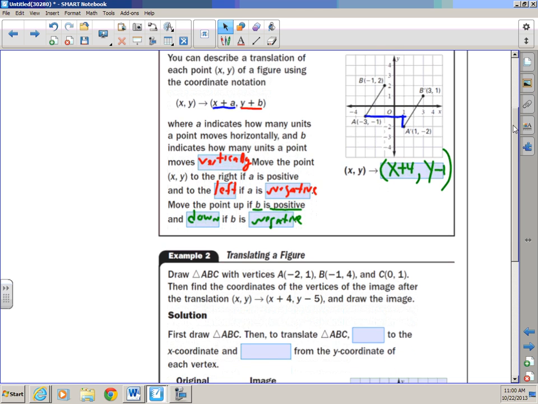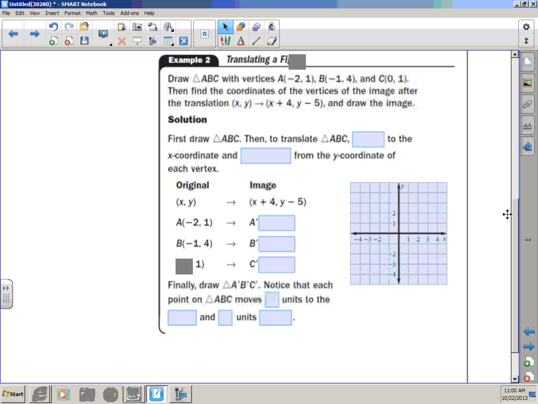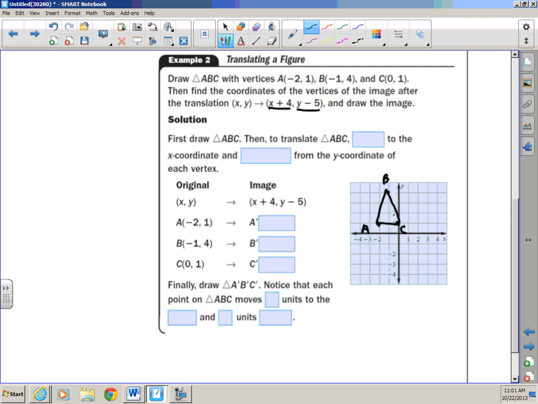You want to graph a triangle, or draw the graph of the triangle ABC. So A is -2, 1. I start at the origin, I go 2 left and 1 up. That's A. B, -1, 4. And C, 0, 1. So there's my original triangle. The rule tells me to add 4 to x and subtract 5 from y.